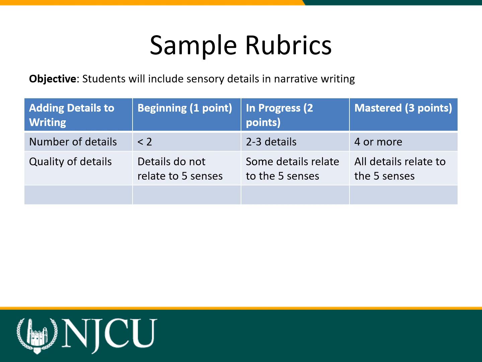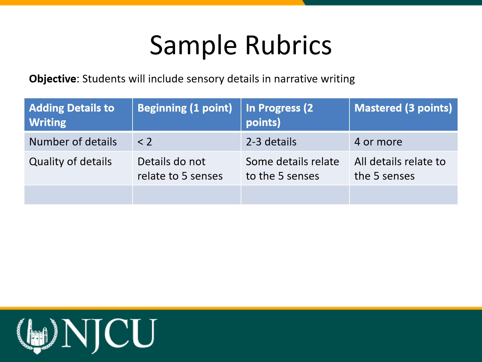You can see that going across the rows are the different parts of my objective, and the columns are the different levels of performance. So they might have 4 or more number of details, and then the quality, all of the details relate to the 5 senses. You want to make sure that each row you are measuring only one thing. So I'm not going to put the number of details and the quality of the details in one row because that measures something that's different.